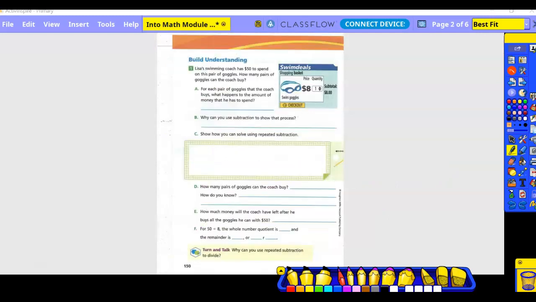Build understanding number 1. Lisa's swimming coach has $50 to spend on this pair of goggles. How many pairs of goggles can the coach buy? For each pair of goggles that the coach buys, what happens to the amount of money that he has to spend? Each one that he buys, the amount of money gets smaller and smaller and smaller. So why can you use subtraction to show this process?